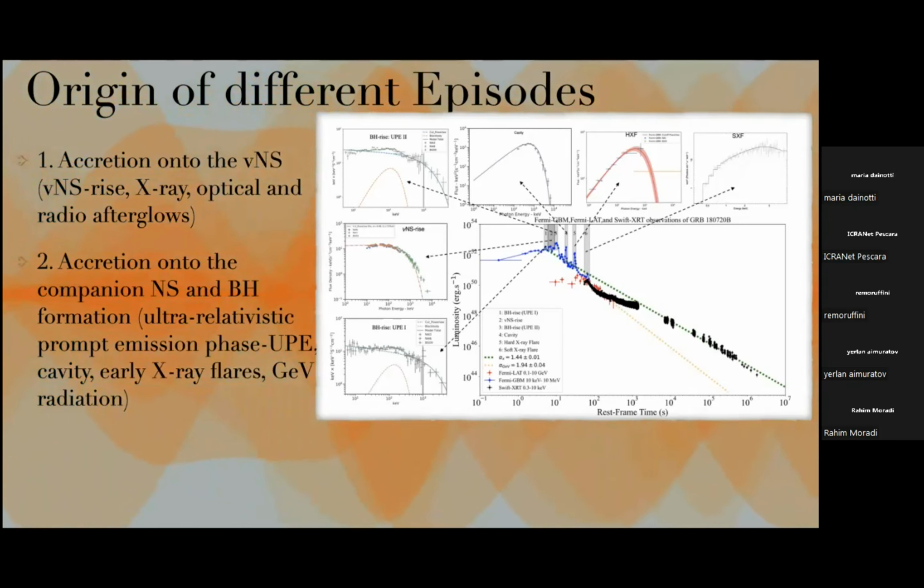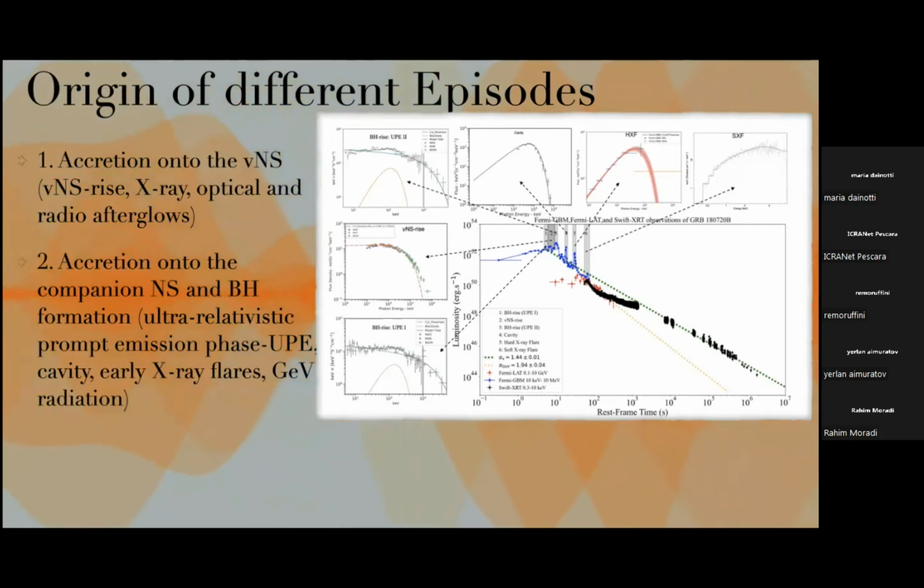Analogously, the accretion of the supernova onto the new neutron star gives origin to the X-ray afterglow. Therefore, this is the heart of our picture.